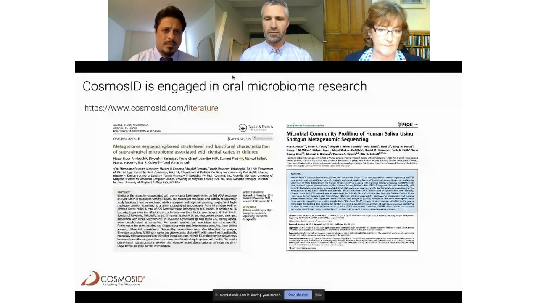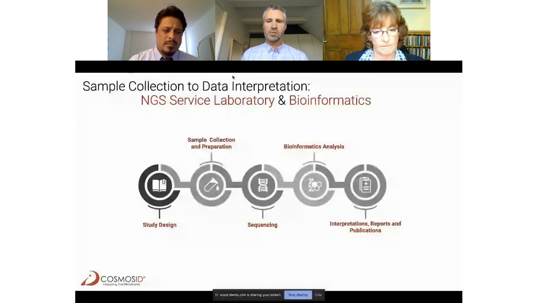This slide just features a few of our recent contributions to this field. A full list of publications that we had the honor of participating in can be found under www.cosmosid.com/literature. Cosmos ID attempts to contribute to microbiome research end-to-end. While our next-generation sequencing and service laboratory, which are CLIA and GLP grade, offer next-generation sequencing services, we also offer bioinformatic analysis services and software products, all focused on microbiome analysis.